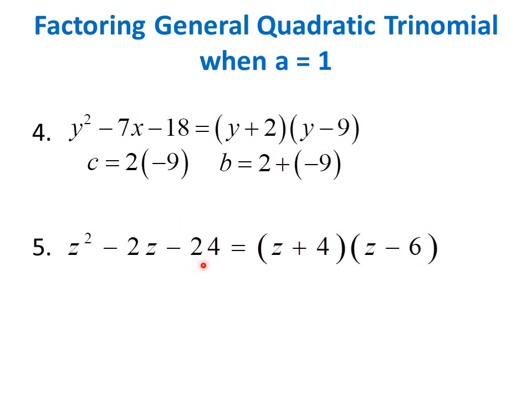Since the third term is negative, we know that one of the numbers is positive and the other is negative. And since the second term is negative, we know that the larger number should be negative. So let's try to use positive 4 and negative 6, because again the larger number should be negative. Let's check. 4 times negative 6 is negative 24, and 4 plus negative 6 is negative 2. So these are the numbers that we are looking for, 4 and negative 6. So we write here plus 4 and minus 6.